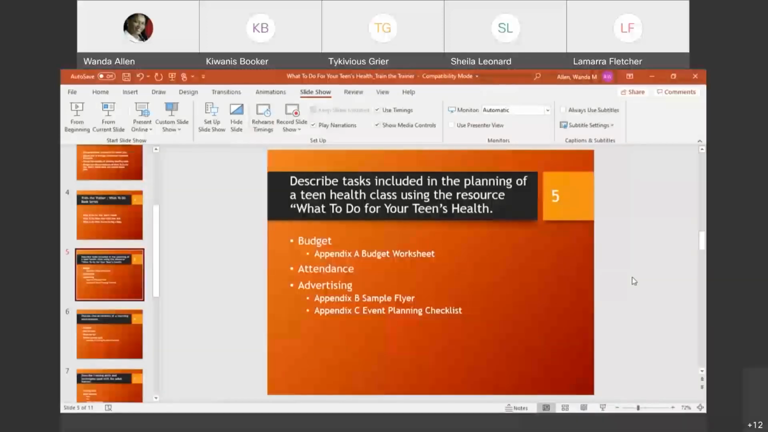So the first thing we want to talk about as it relates to planning a class for What to Do for Your Teen's Health is the budget. And the budget is important for a number of reasons. If you will, in your appendix, turn to the back of your manual, and you'll see an example budget worksheet.